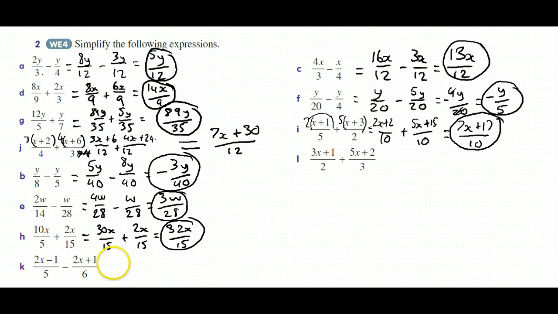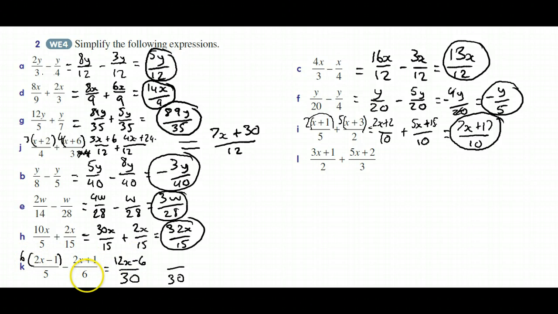Okay, nearly done now. So down to this one. Lowest common multiple is going to be 30. So we've got 30 on the bottom of both fractions. And to get this to be 30, we've got to multiply it by 6. So the whole of this top gets multiplied by 6, which gives us 12x minus 6. Negative 1 times 6 is negative 6.